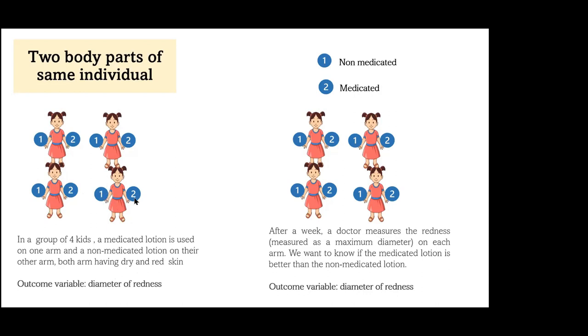So if the same individual is tested for two different parts of the body, that is also known as paired values. And then after a week, the doctor measures the redness on each arm, and we want to know whether the medicated lotion is better or the non-medicated lotion is better.